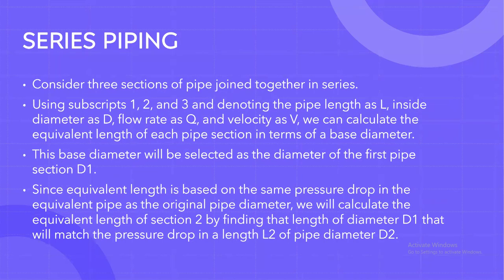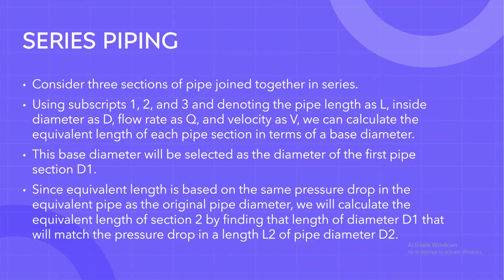Consider three sections of pipe joined together in series, using subscripts 1, 2, and 3, and denoting the pipe length as L, inside diameter as D, flow rate as Q, and velocity as V. We can calculate the equivalent length of each pipe section in terms of a base diameter. This base diameter will be selected as the diameter of the pipe section D1, which means the first section of your pipe. You take it as your base diameter.